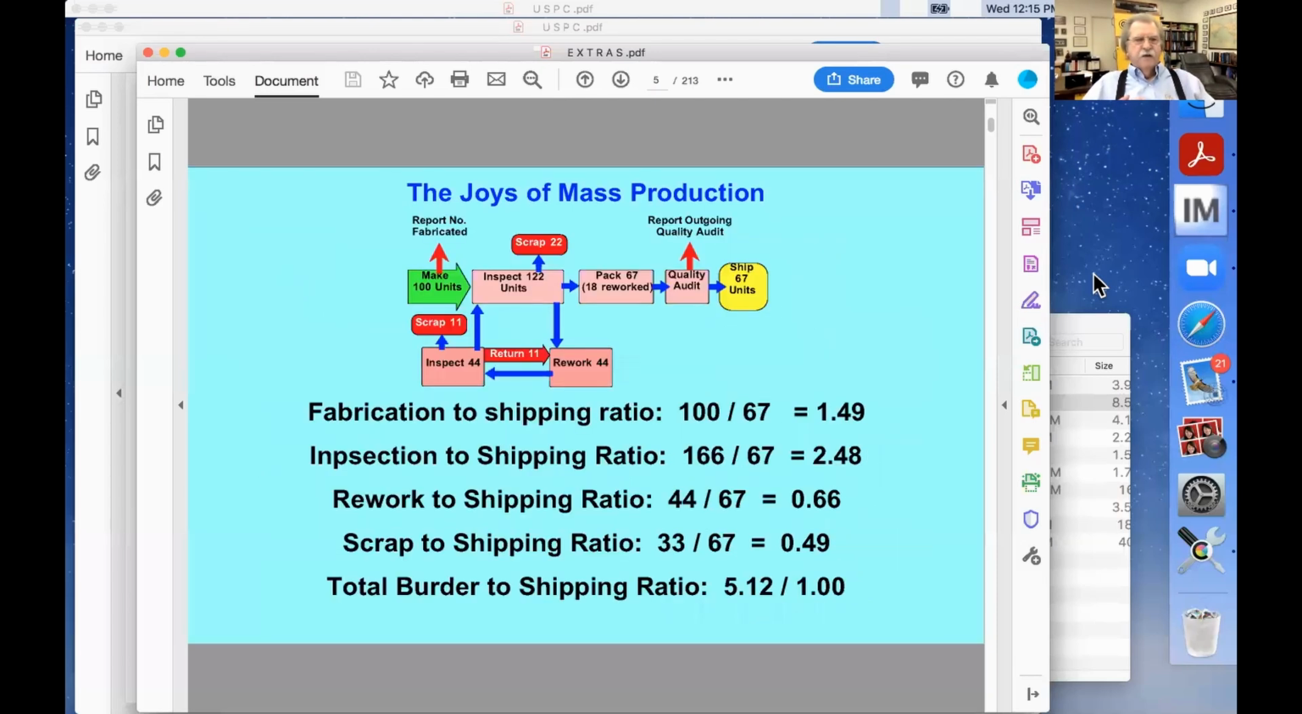So their fabrication to shipping ratio, 1.5 to 1. Their inspection to shipping ratio, 2.5 to 1. Rework to shipping ratio, 2/3 to 1. Scrap to shipping ratio, 1/2 to 1. Total burden here, 5 to 1. We are a quality organization. We make everything 5 times.